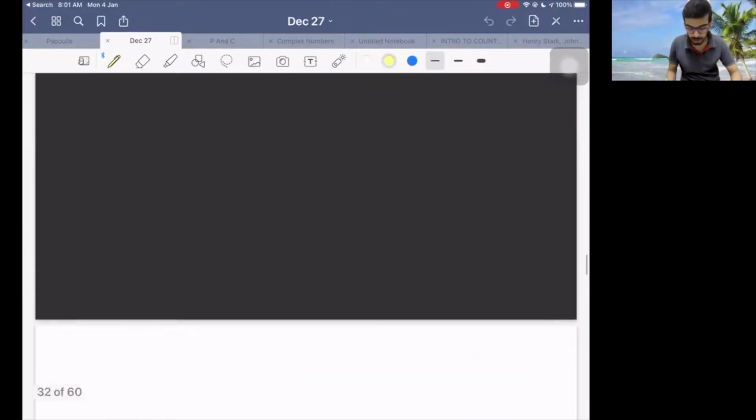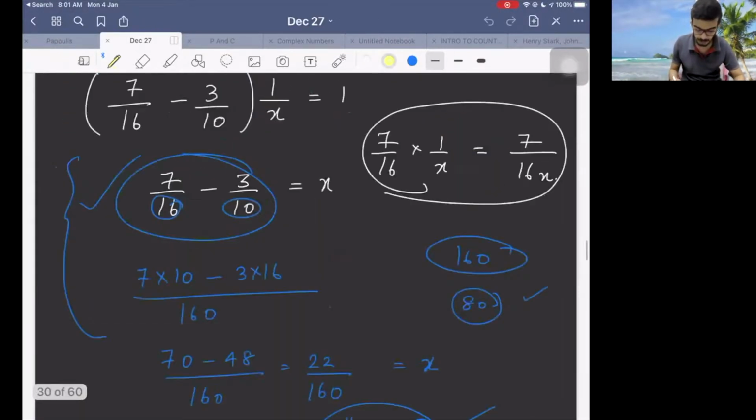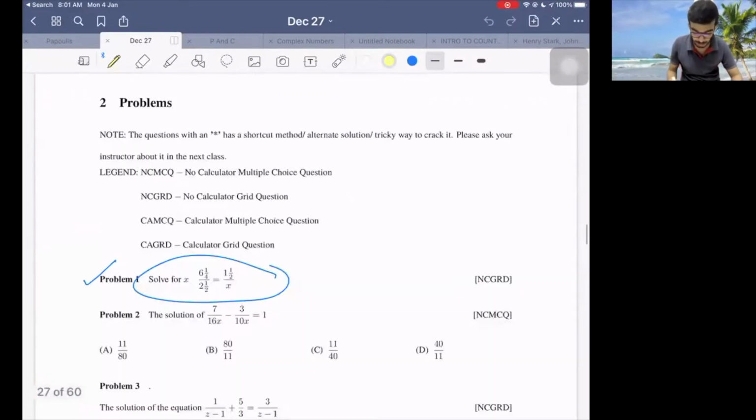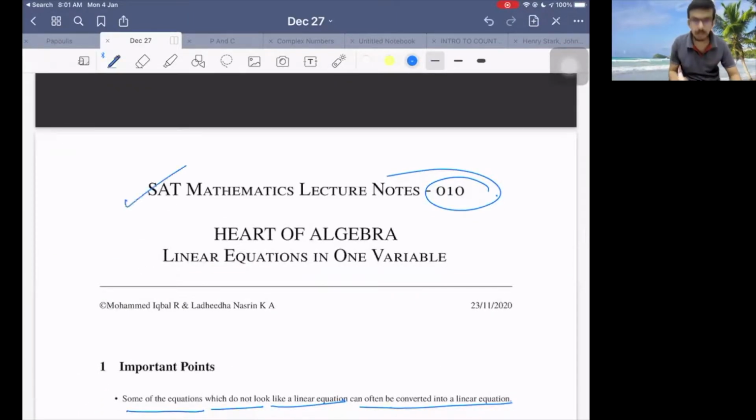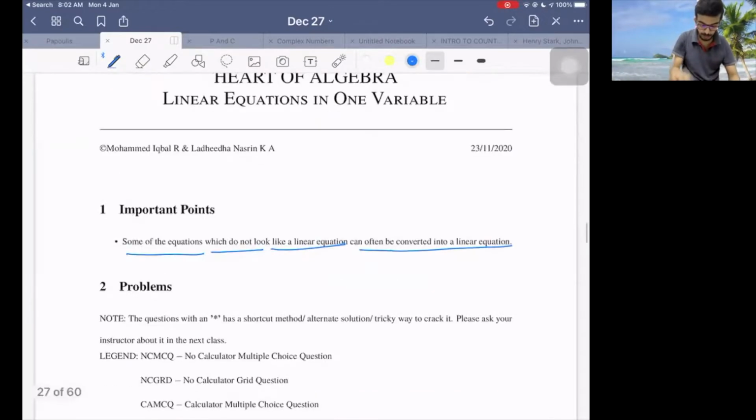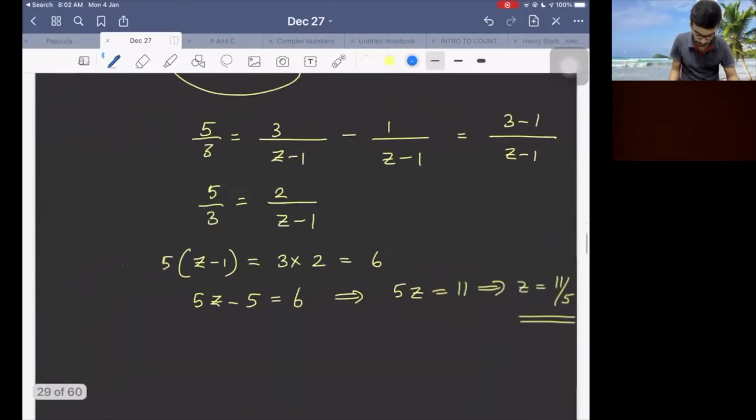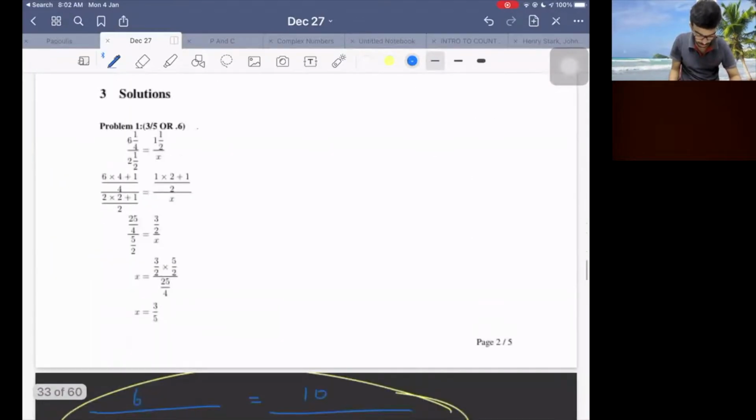Please take your problem sheet number 10. Yes. So we have one problem left, which is this one.